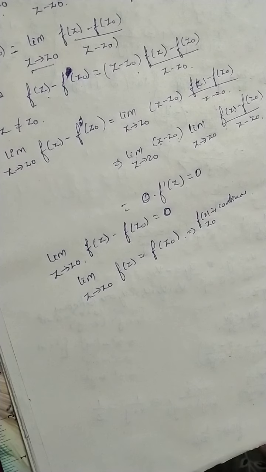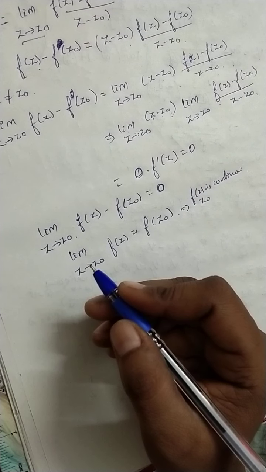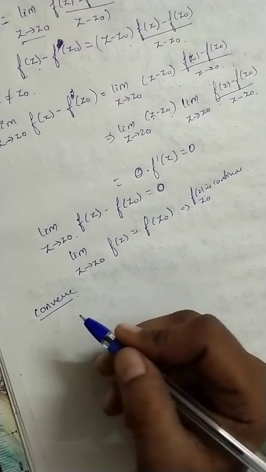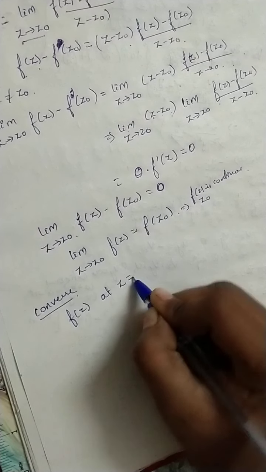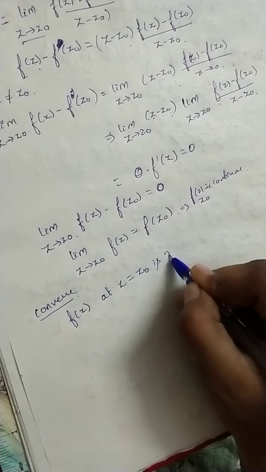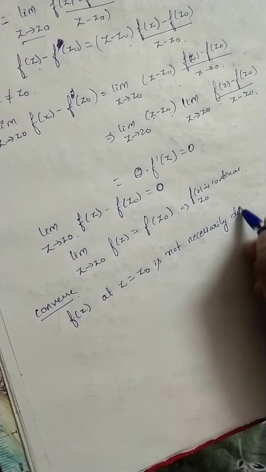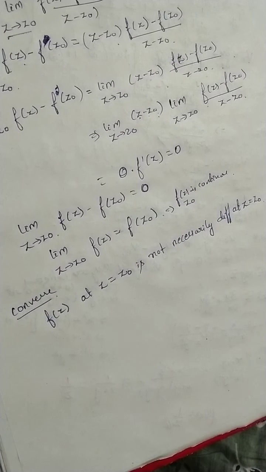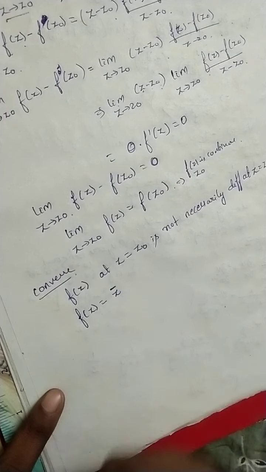Now we have to prove that the converse of the above theorem is not true. So for the converse proof, we again consider the function f of z is continuous at z equals z naught, and is not necessarily differentiable at z equals z naught. This is the converse of the above theorem. Now we have to take f of z equals z bar.